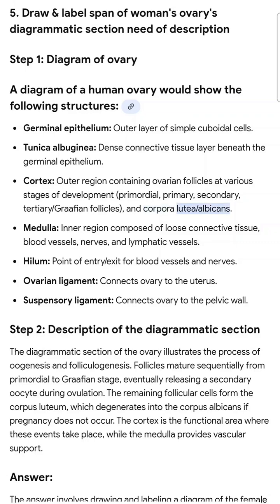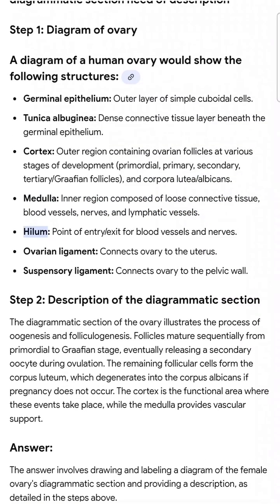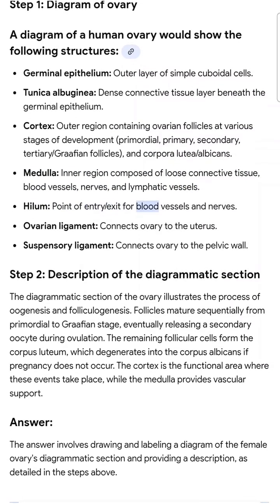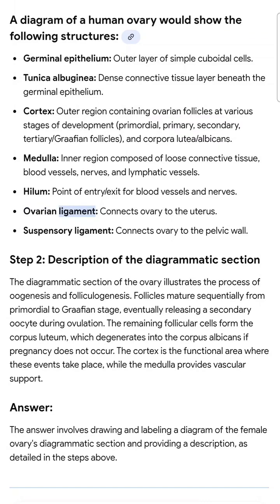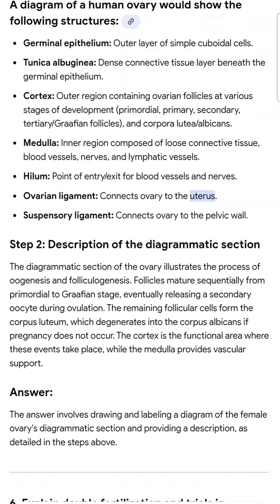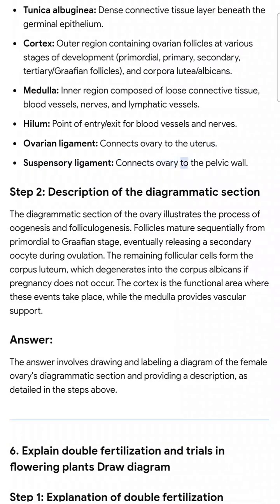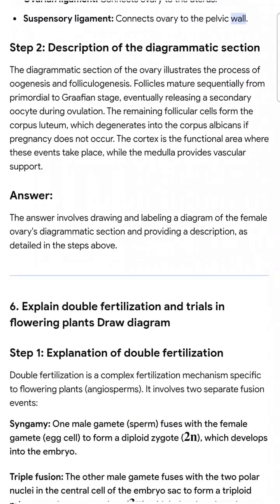lutea, albicans. 4. Medulla, inner region composed of loose connective tissue, blood vessels, nerves, and lymphatic vessels. 5. Hilum, point of entry, exit for blood vessels and nerves. 6. Ovarian ligament, connects ovary to the uterus. And 7. Suspensory ligament, connects ovary to the pelvic wall.